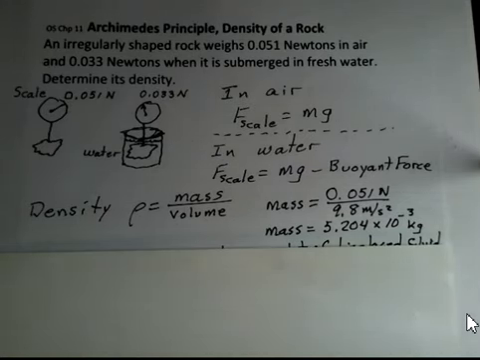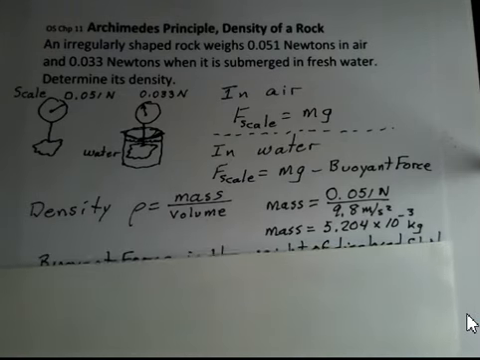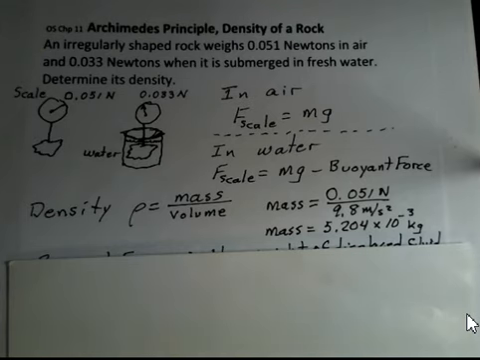The mass is easily obtained by using the weight in air. The weight in air is mg, so I divide both sides by g, and the weight 0.051 newtons divided by 9.8 meters per second squared informs us that this particular rock is 5.204 times 10 to the minus third kilograms.